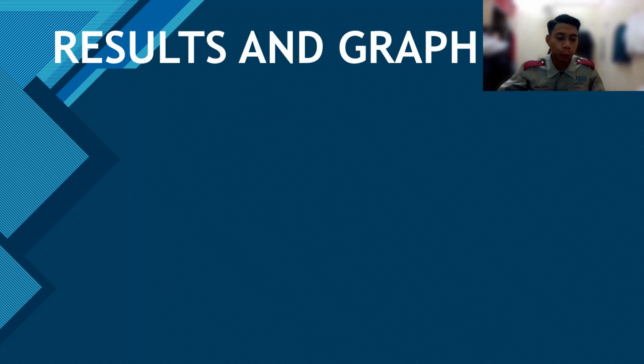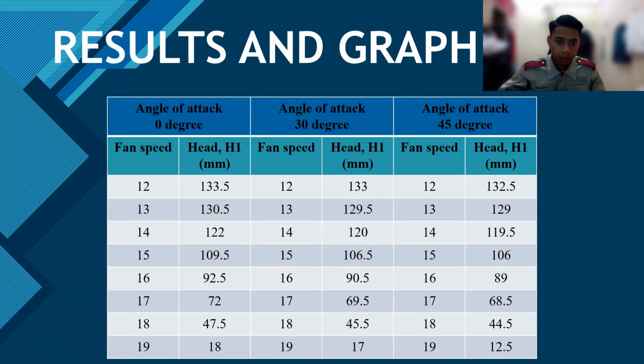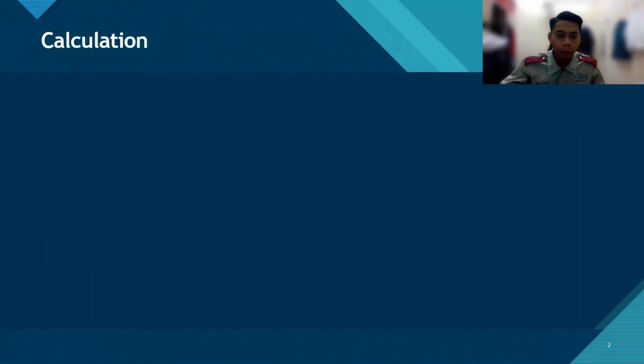I am Muhammad Ikmal Haikal bin Rahim. So now I want to show you our results and graph for our experiment. This is the data we get for this experiment for fan speed H1 in millimeter for angle of attack 0 degree, 30 degree and 45 degree. So these are all the data. Then I will show you our calculation for the experiment.